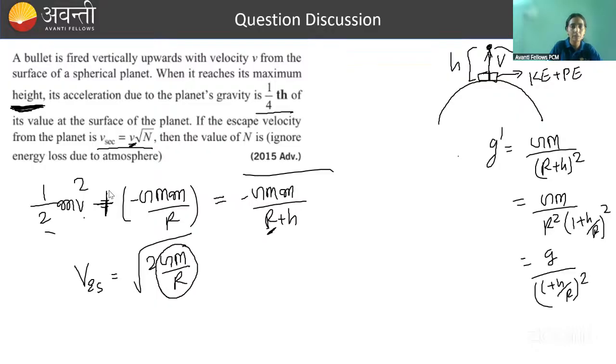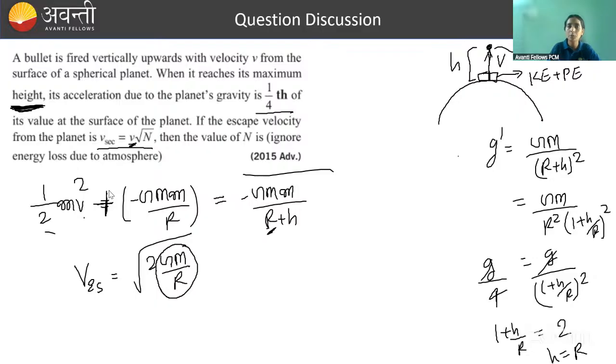And g dash value is given how much? 1/4 of that on the surface. So g by 4. This is this. 1 plus h by R will be equal to how much? It will be equal to 2. So h by R is equal to 1. h is equal to R.